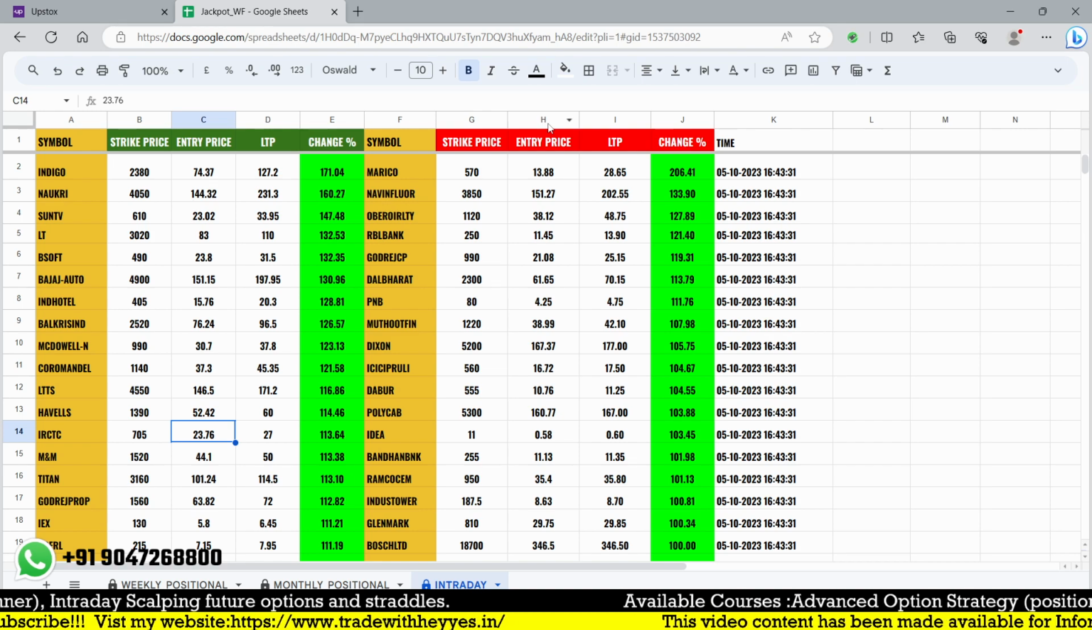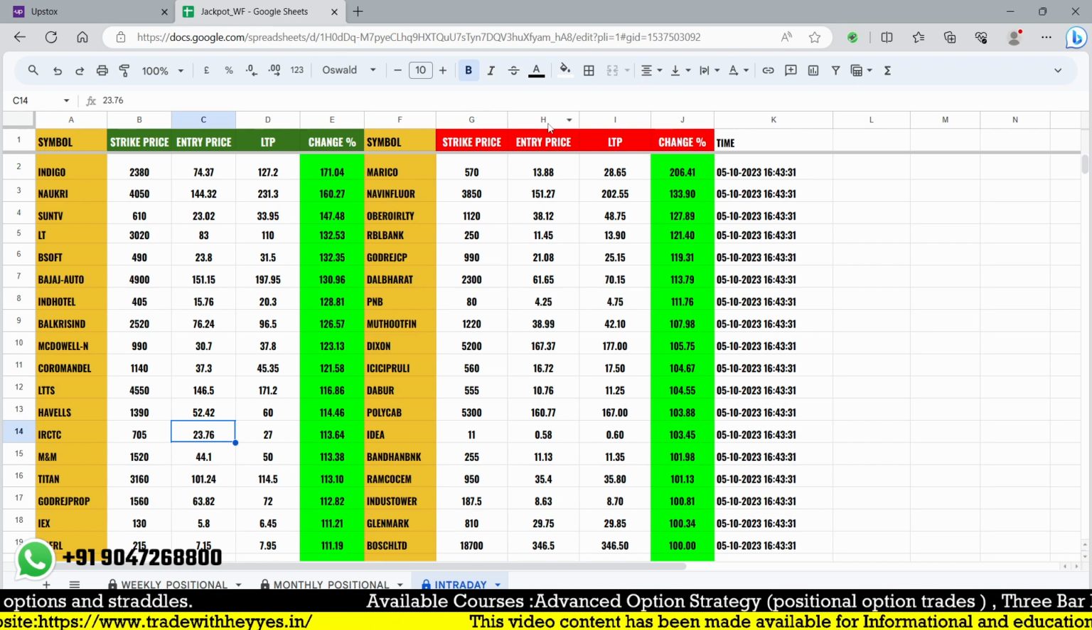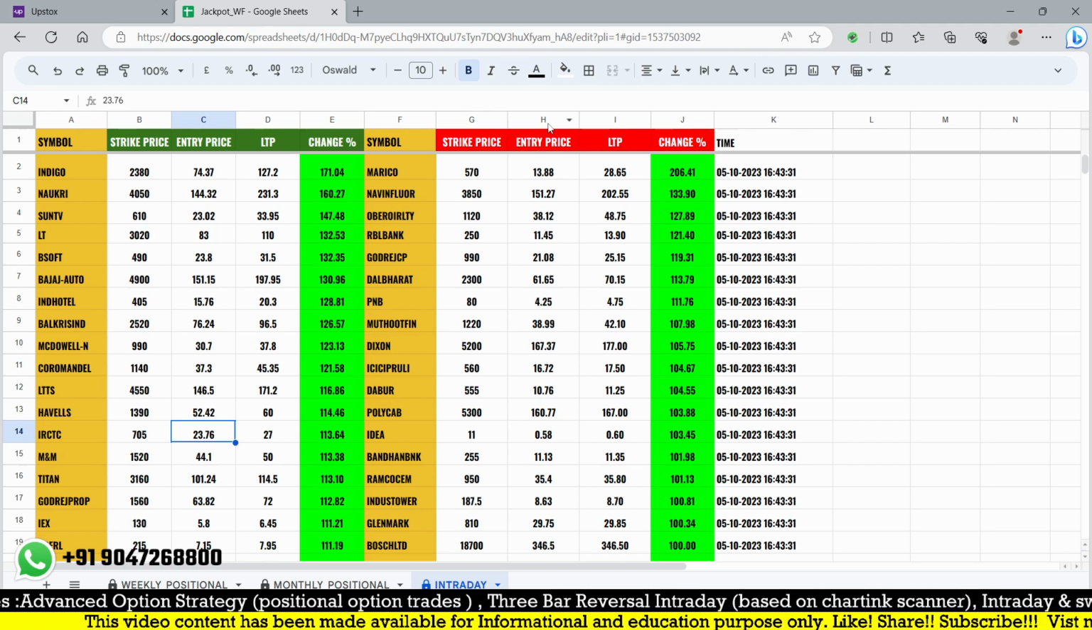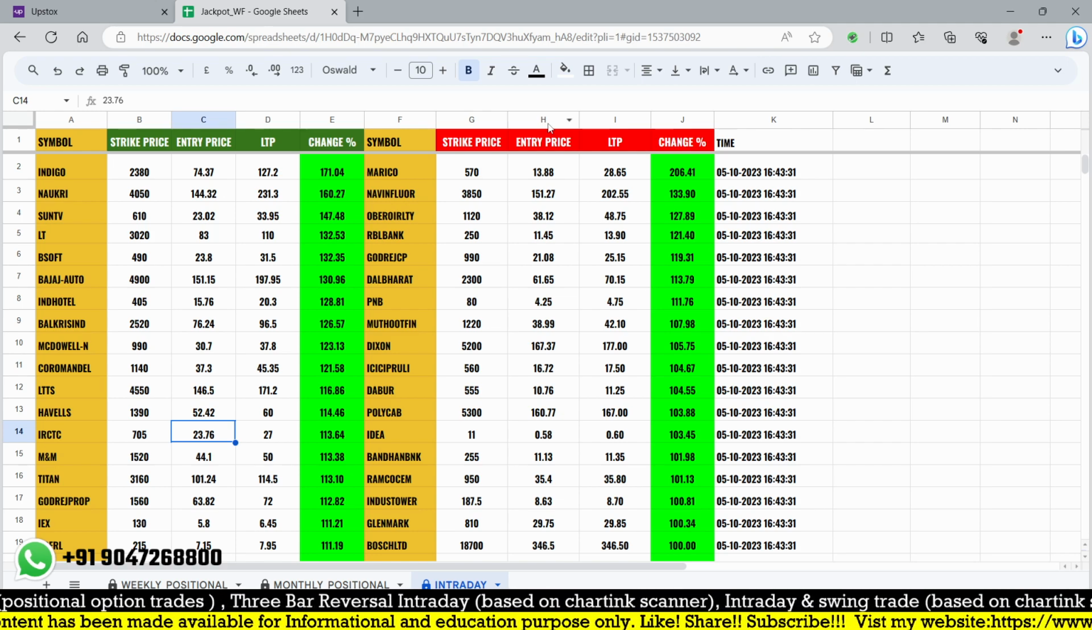Positional is entirely different. The positional scanner, that is the positional sheet, is working based on my conditions, based on my strategy, the advanced option strategy.